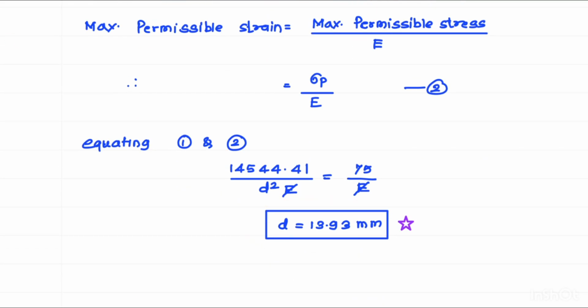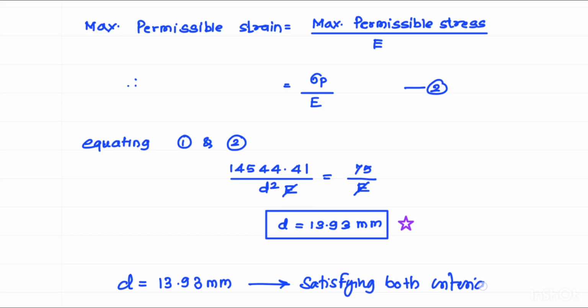From these two criteria, it is advisable that you provide the value of d equals 13.93 millimeter, so that it will satisfy both criteria. So this is the most important part of this problem, right? Likewise we have to solve different types of problems. We'll continue in the next lecture.